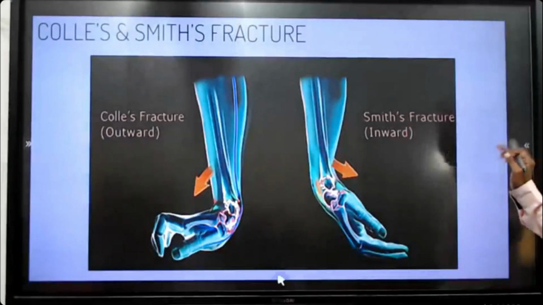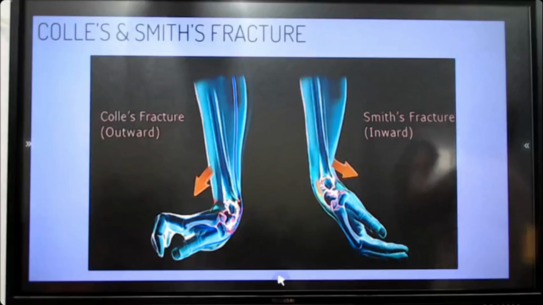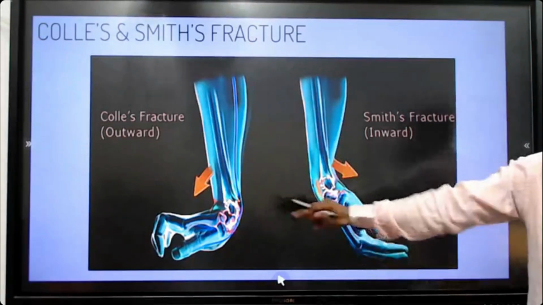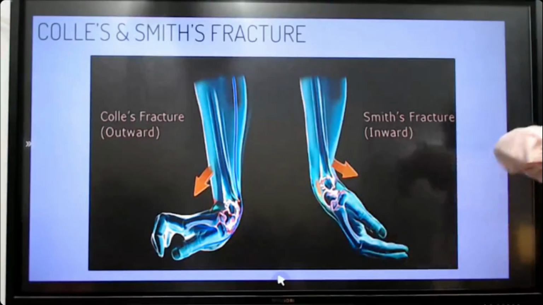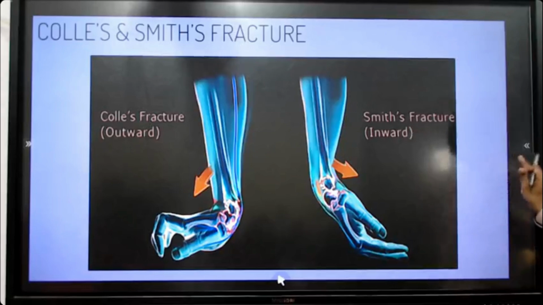And Colles fracture. See, Colles and Smith. Dorsal, ventral. Colles is outward, dorsal. And Smith is inward, ventral. Okay?